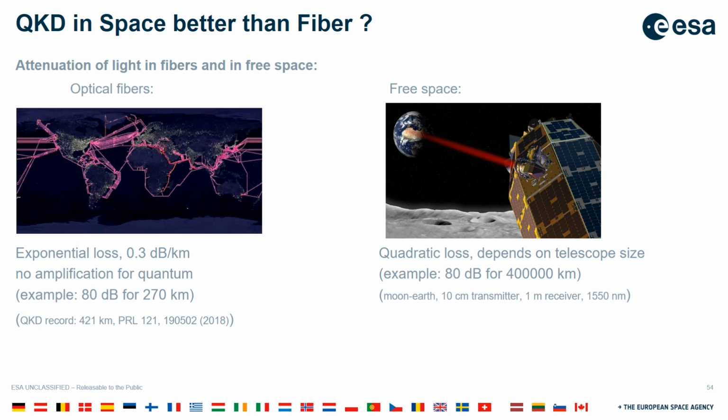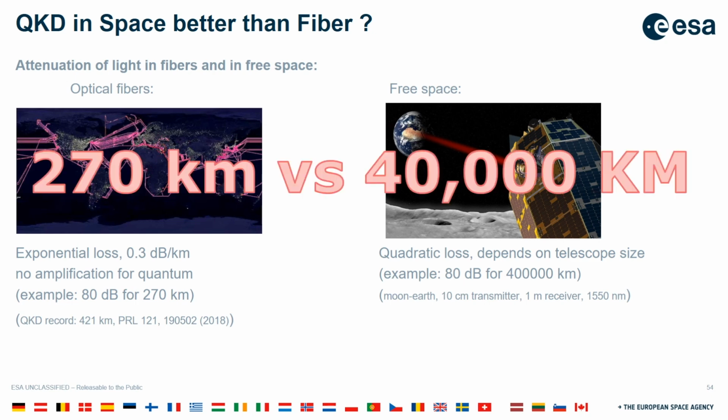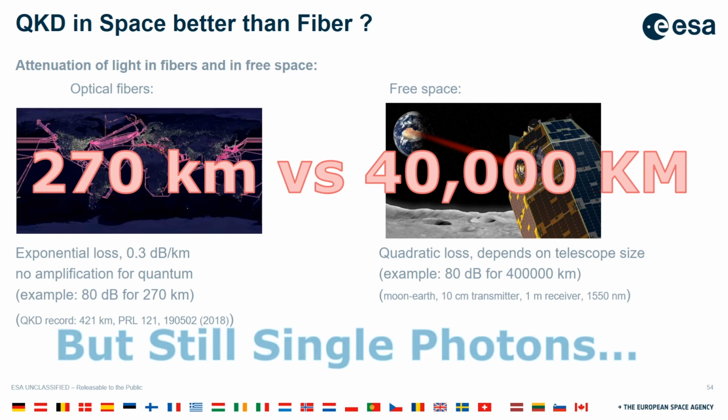Okay, so we've got QKD on fiber and QKD in free space. So which is better, space or fiber? Well, fiber has only really a range of 270 kilometers if you're pushing the quality of the glass. Whereas you can do a QKD link over 40,000 kilometers, one hop in space. But remember, we're still talking about detecting single photons. That's detecting a single photon at 40,000 kilometers. You decide which is better.